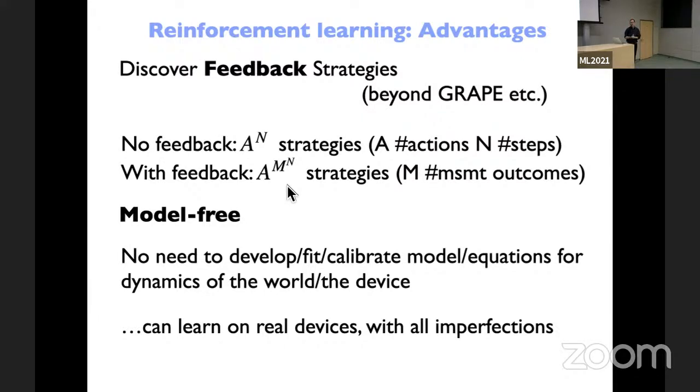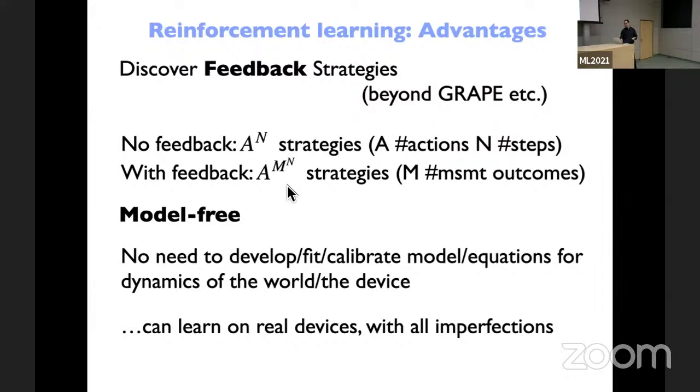Then model-free is very important. First of all, it means you do not always need to adapt your algorithm to the particular situation. There's just one algorithm that you use. Even if in principle a model exists, and you have a feeling that you know the rough Hamiltonian of your quantum device, you would still need to calibrate it on the device to find out the correct parameters.